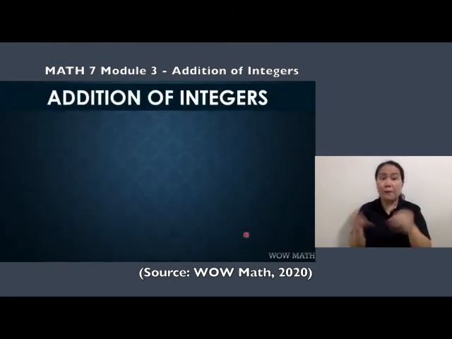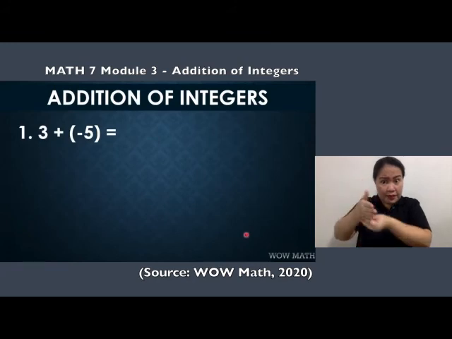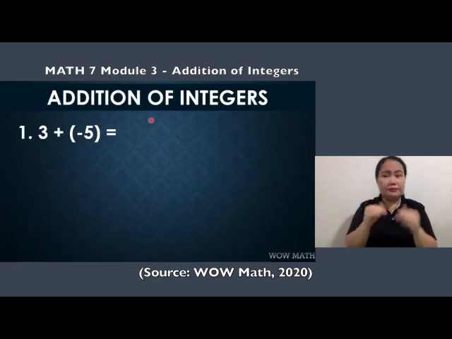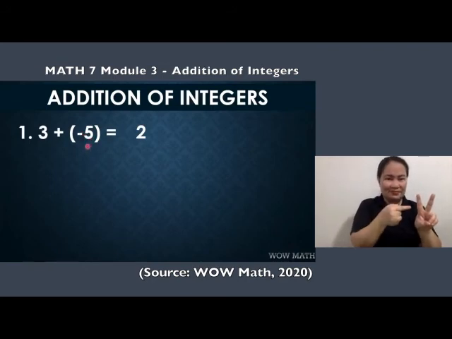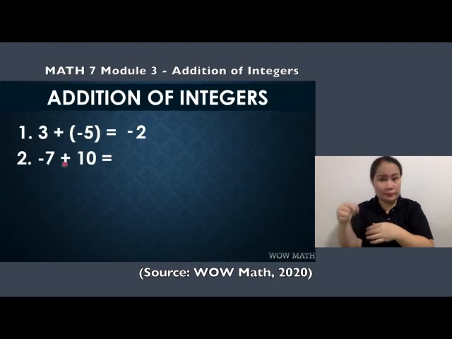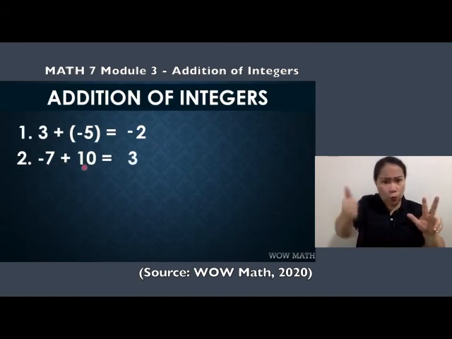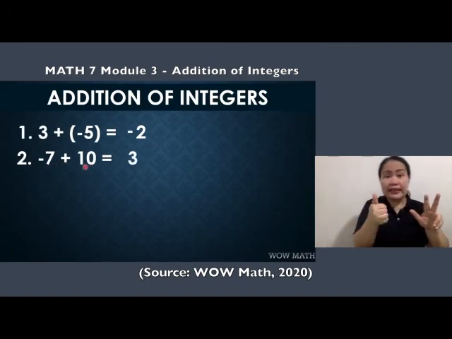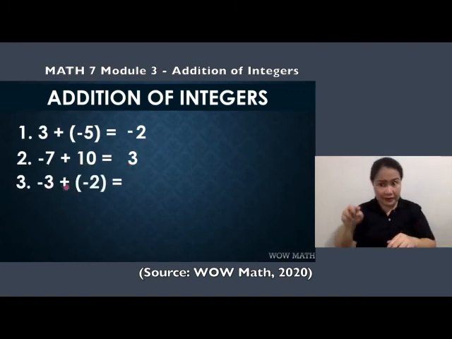Let's have more examples. Okay, so I have 3 plus negative 5. So, different sign, subtract, diba? So, 5 and 3, that is 2. And then, keep the sign of bigger. So, mas mataas ito. So, kopyahin natin yung sign niya, negative 2. Next, negative 7 plus 10. So, different signs ulit to. So, different sign, subtract. Okay, so, 7 and 10, that is 3. And then, mas mataas to. So, kopyahin natin yung sign ni 10. That is positive 3.